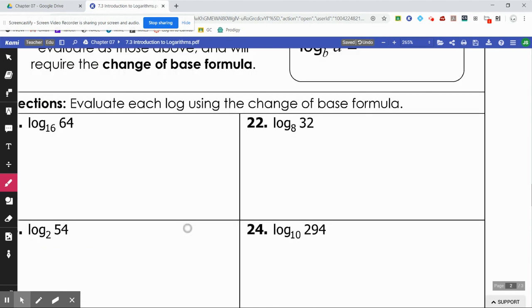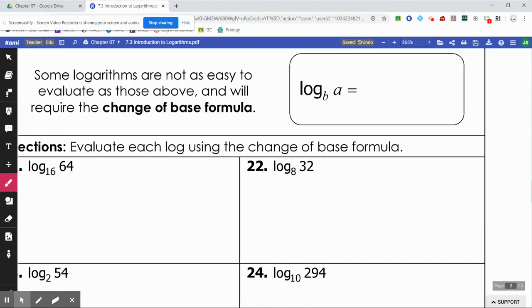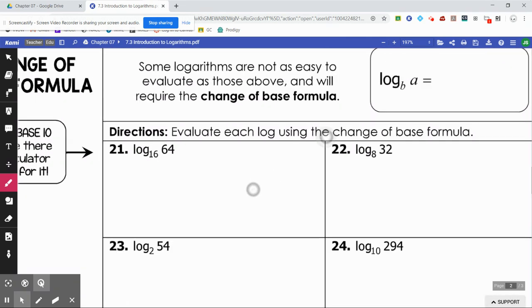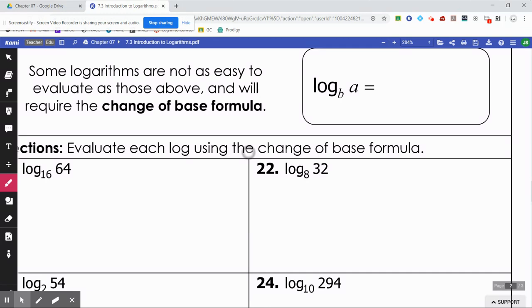Next section. You have a very important formula. It's called the change of base formula. Some logarithms are not as easy to evaluate as the ones that we just had. So therefore, these other ones will require what's called the change of base formula. And here's what the change of base formula says.